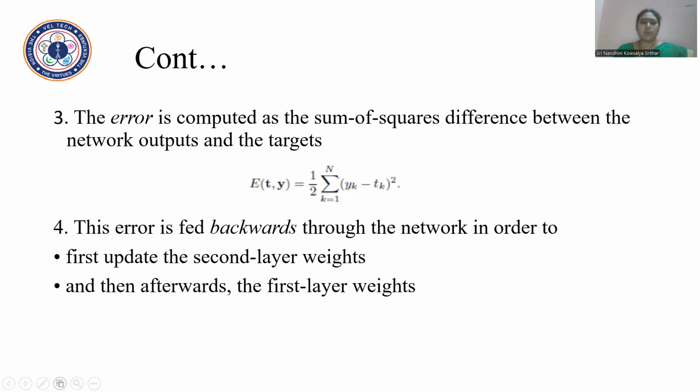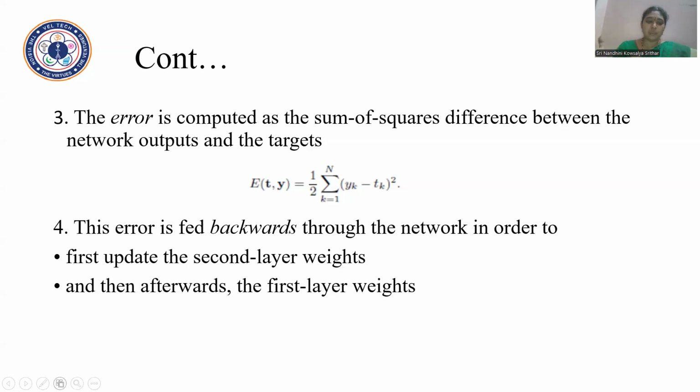We are using the backpropagation of error, that is the backpropagation algorithm. So in this, we use the formula E of t comma y equal to 1 by 2 summation k equal to 1 to n of y of k minus t of k the whole square. This error is fed backwards through the network in order to first update the second layer weights and then afterwards the first layer weights. So we are going backward, that is from the output layer, then to the hidden layer.